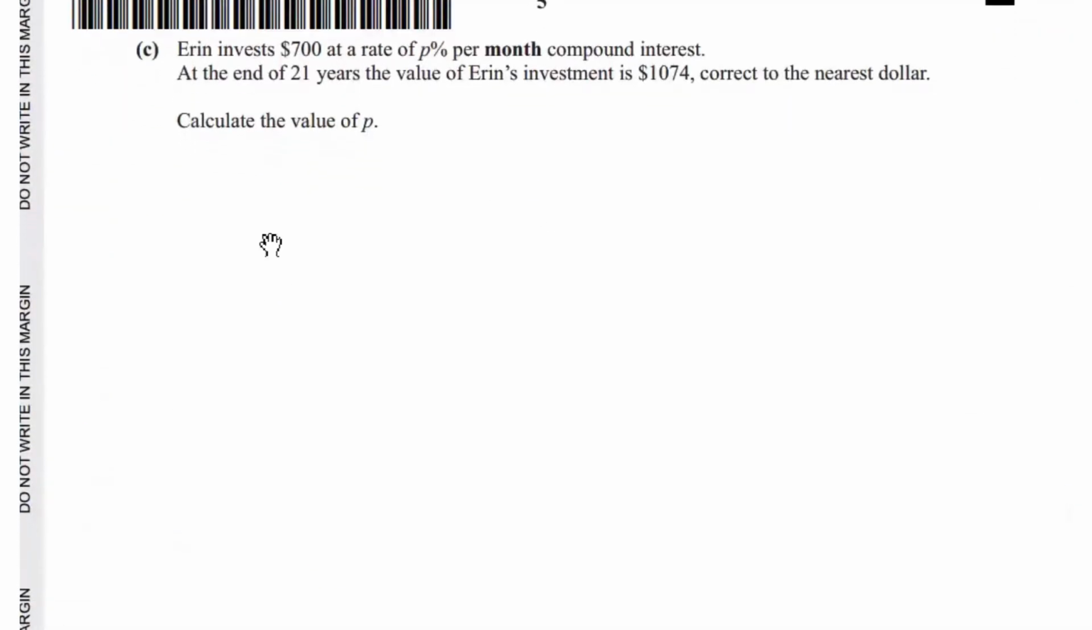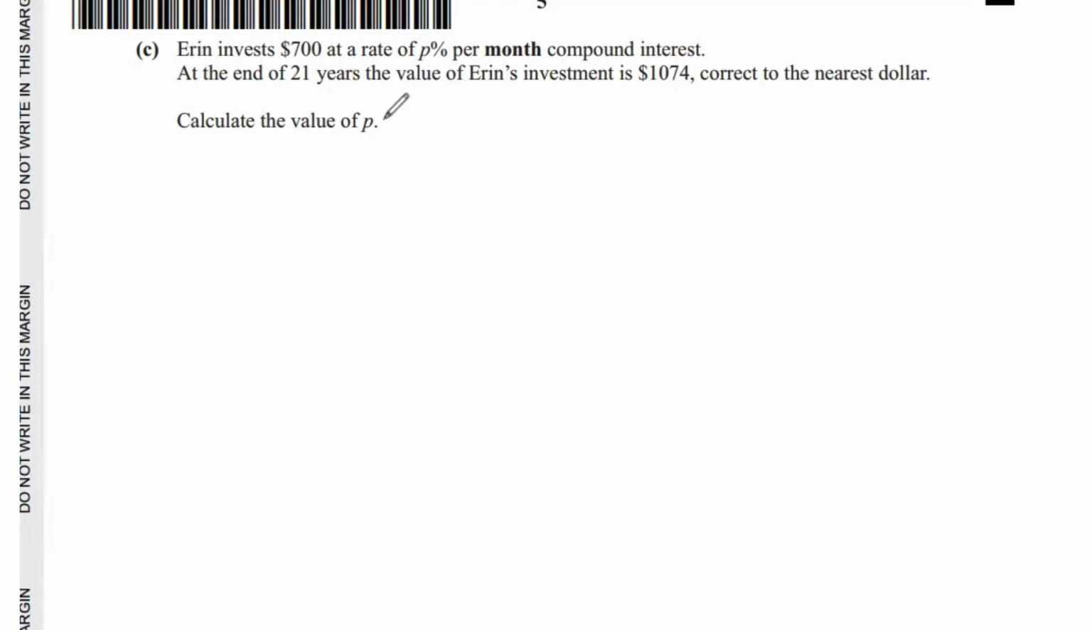Part C says Erin invests $700 at a rate of P% per month, compound interest. At the end of 21 years, the value of Erin's investment is $1,074, correct to the nearest dollar. Calculate the value of P. So he's investing $700 at a rate of P% per month compound interest. So if it's per month, that means we'll have to convert the 21 years into months because they've given the time period in years.